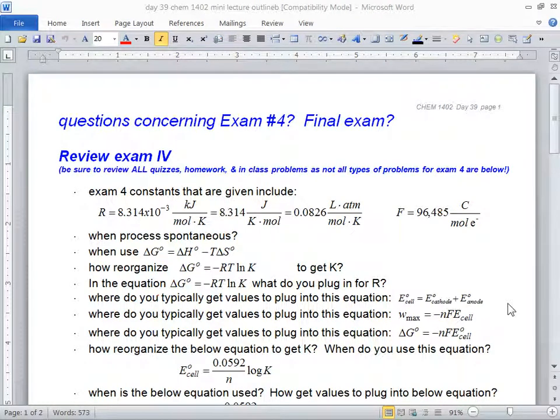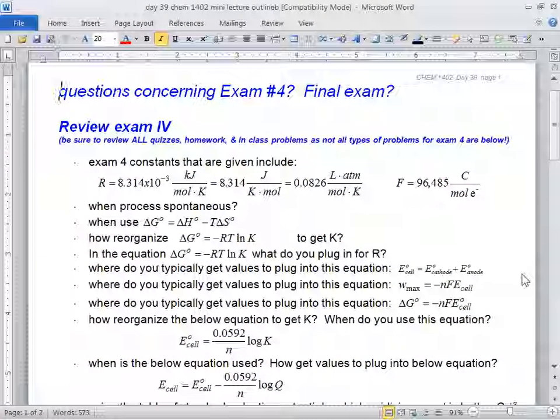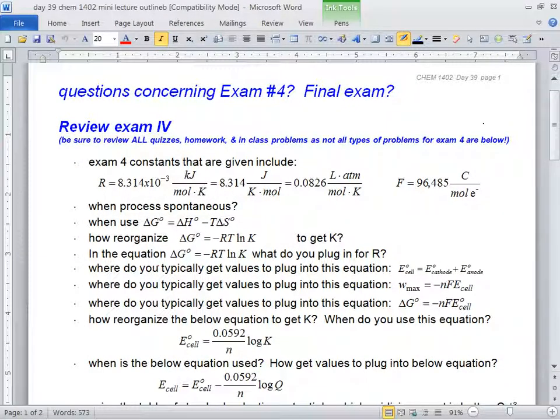So for our upcoming exam 4, here's all the conceptual stuff. And if you can answer pretty much all these questions, there won't be any surprises on the exam. Now realize for this exam, not every single possible question is in there. But in making up the exam, I looked at all the homework, all the in-class problems, all the quizzes, and everything's taken from there.